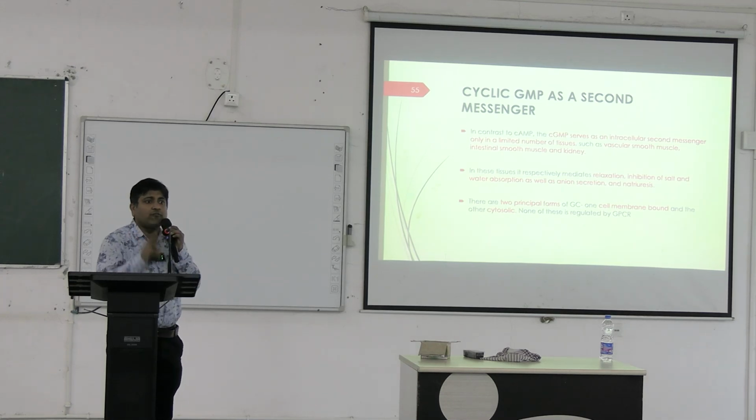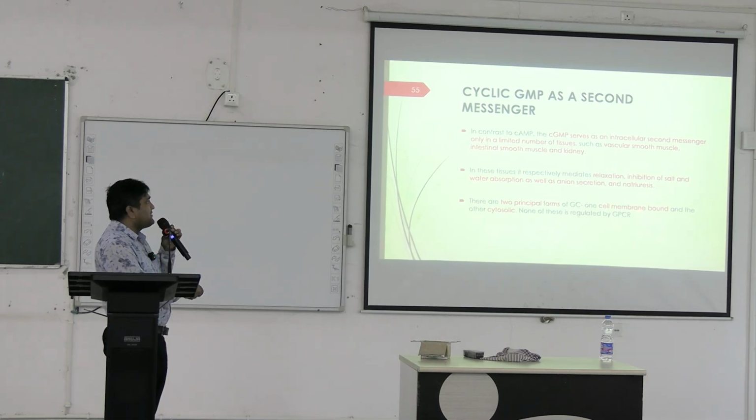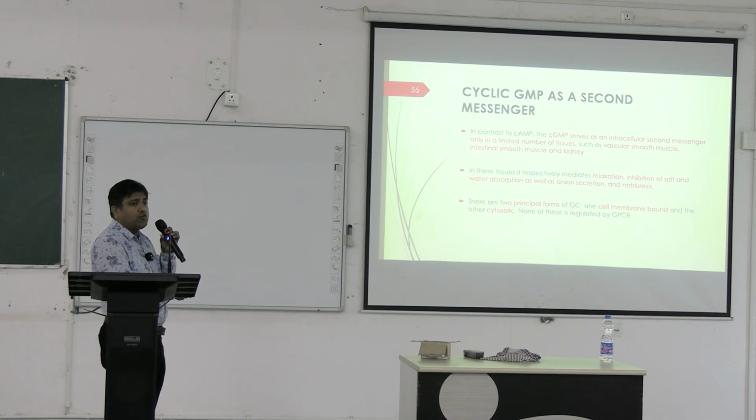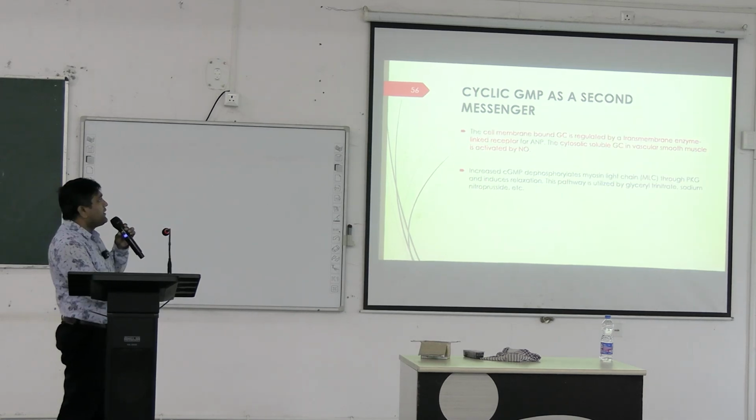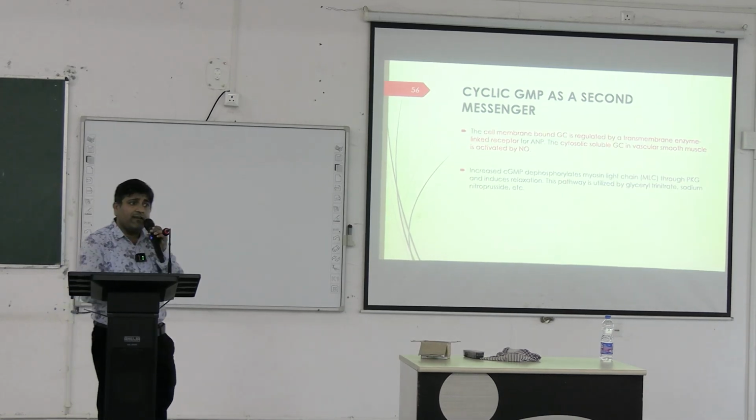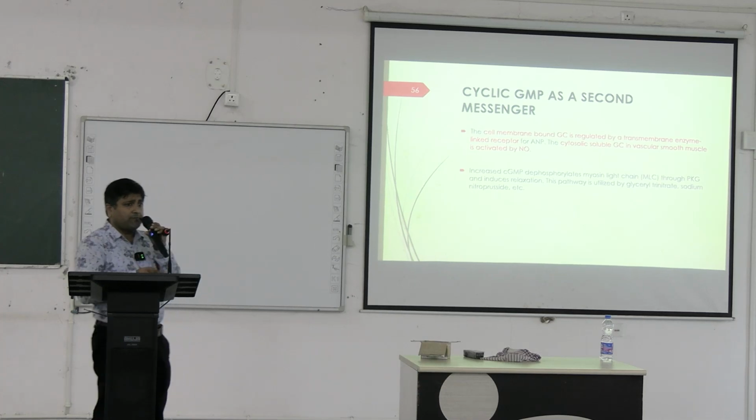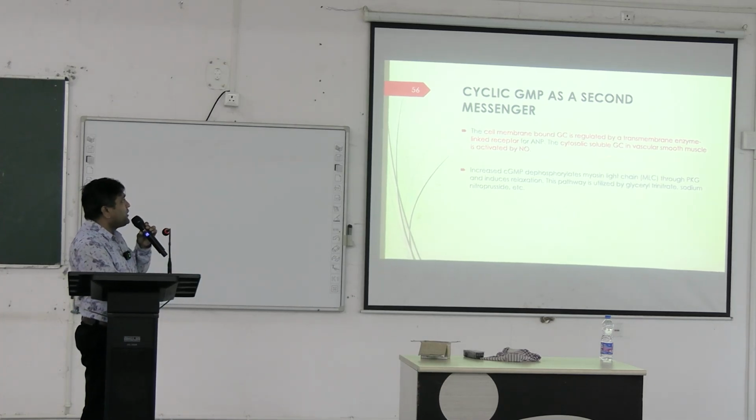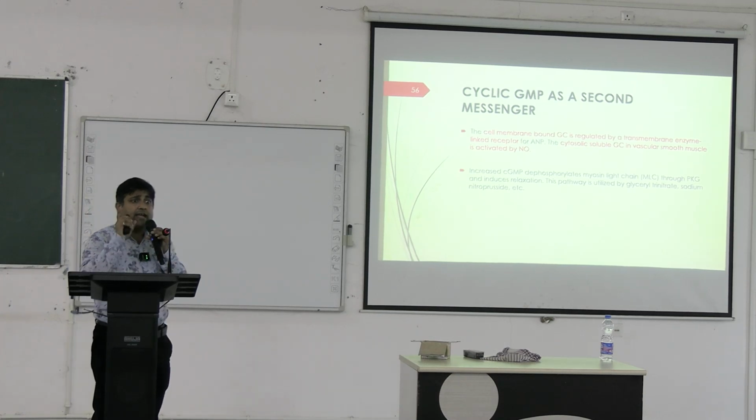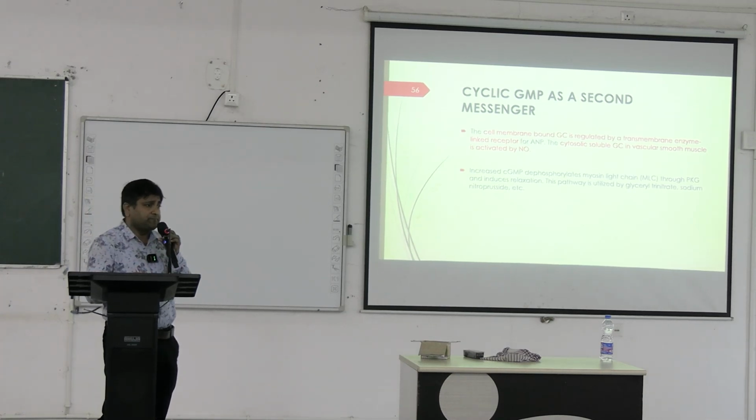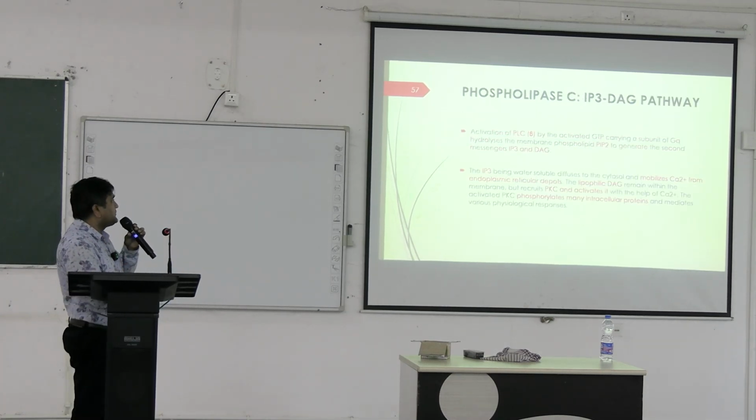There are two forms of guanylyl cyclase. One is cell membrane bound, another is cytosolic. The cell membrane bound form is regulated by enzyme linked receptors. The cytosolic soluble guanylyl cyclase is located in the vascular smooth muscle and is activated by nitric oxide, causing vasodilatation.